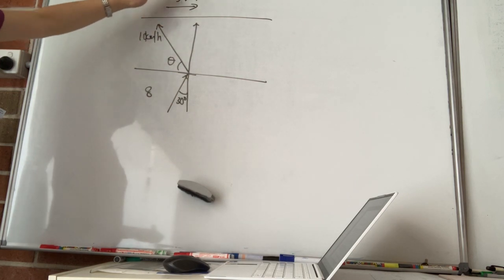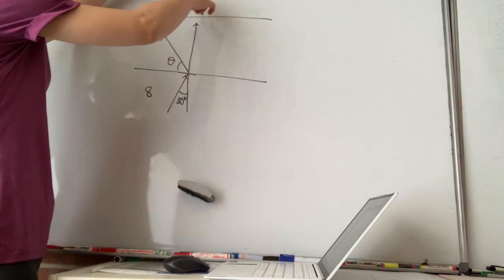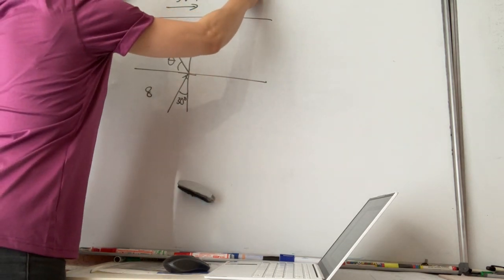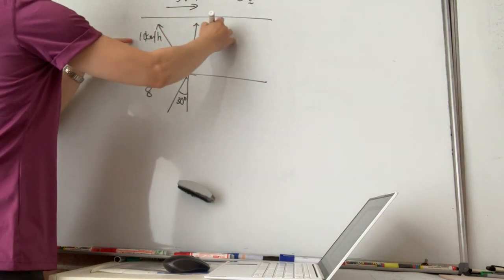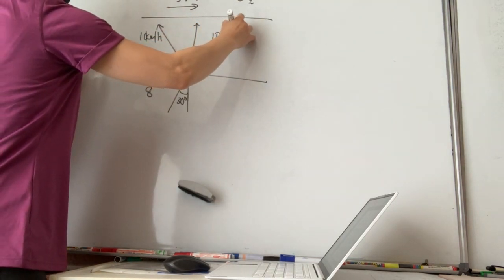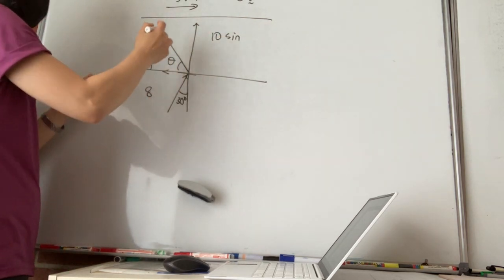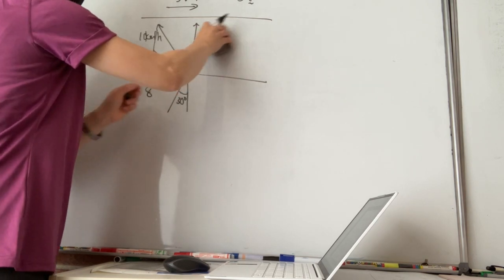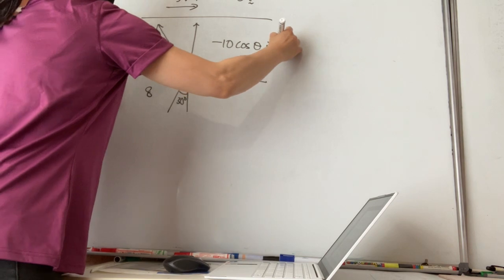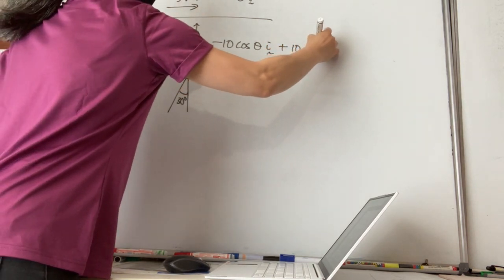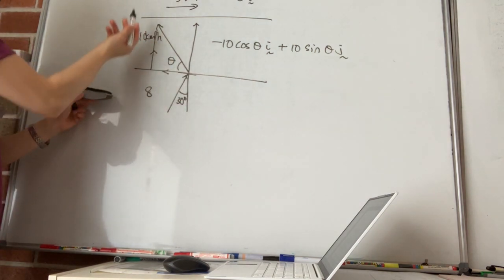So I'm going to break everything into component form. The river going straight up, if you break it up, is just 5j. And this one, if I break it up, I'm going to have 10, and then sine and cosine, it's going to break up this way, going across, going up. So I'm going to have minus 10 cos theta i, plus 10 sine theta j. That's what I get because it's going to the left, and then going up.